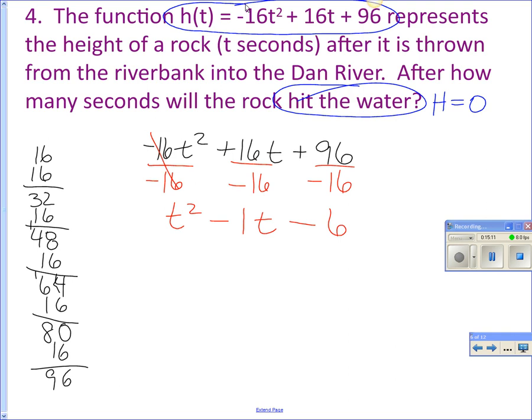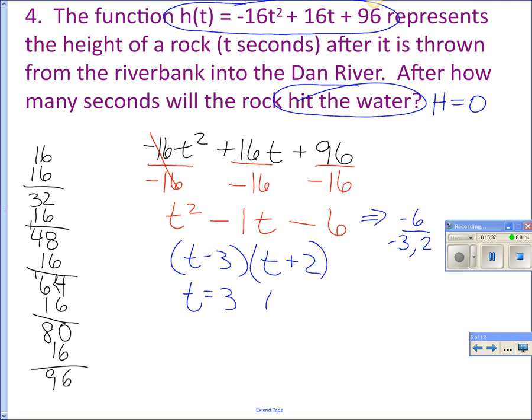All right, how many parts does that have? So I kick out the negative 6. What multiplies to give me negative 6? Very good. Samaria, what do I do next? Why am I doing that? Good. So t equals positive 3, t equals negative 2.